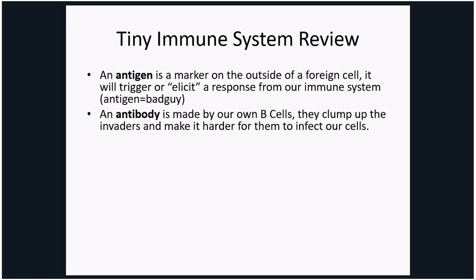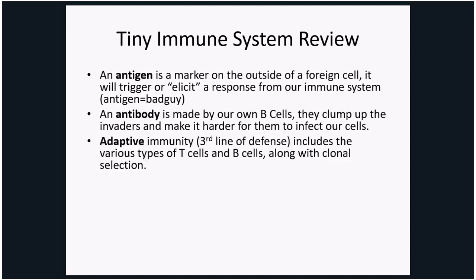An antibody, on the other hand, is actually made by our own B cells. An antibody will cause invaders to clump up together so that our phagocytes can detect them easier and eat them. Once the antibody has attached all around a pathogen, it also makes it harder to infect our body cells. So antibody is good. It's made by our own B cells and it attacks the pathogen.